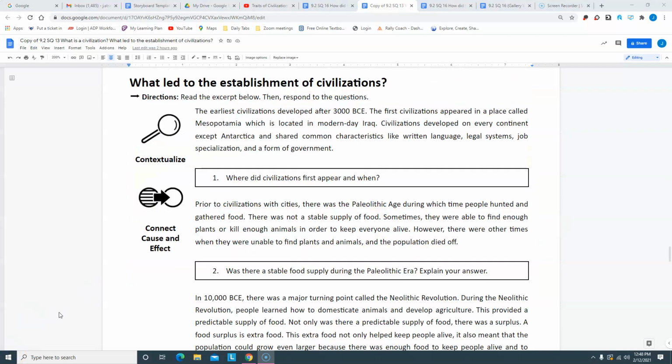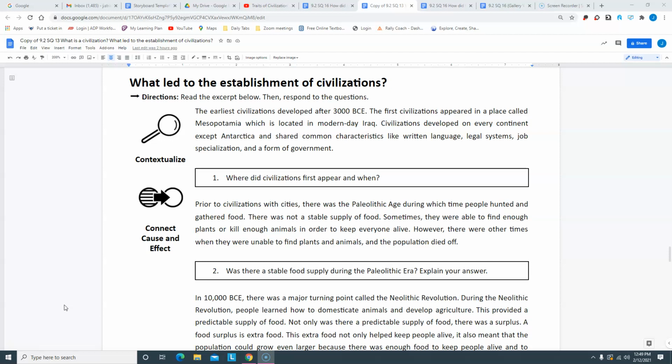All right, so now that we have practiced annotating another picture, we are looking at this page, and it says, what led to the establishment of civilizations? What we're going to do is I'm going to read these individual paragraphs, and then in the Edpuzzle, you're going to answer the question that follows.